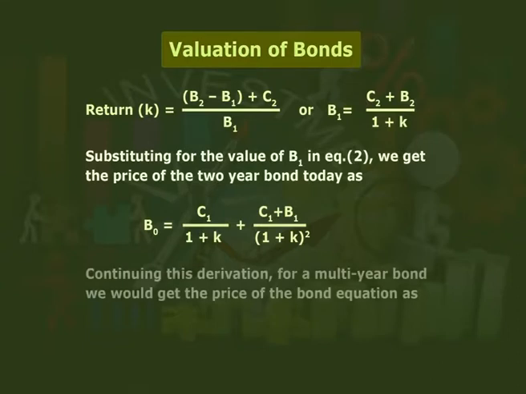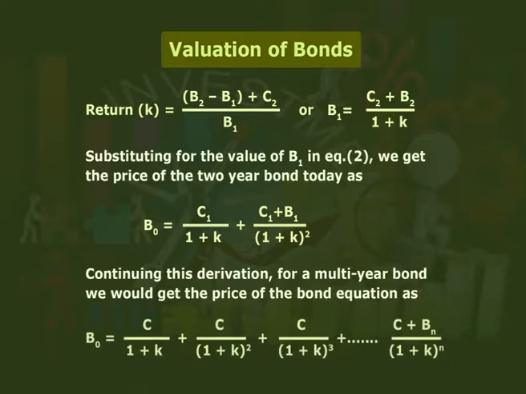Continuing this derivation for a multi-year bond, we get the price of the bond equation as B0 = C / (1 + K) + C / (1 + K)^2 + C / (1 + K)^3, and so on, till we get (C + Bn) / (1 + K)^n. B0 is called the current theoretical or fair price or value of the bond.